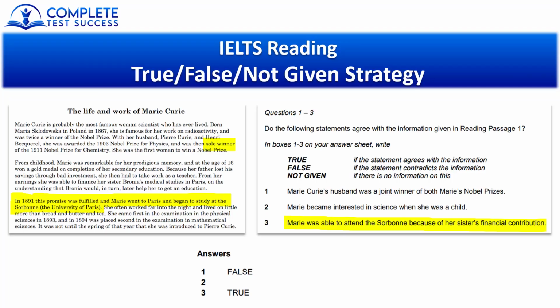So you'll notice that I found the answer to question 1 and I found the answer to question 3. But why did I not find the answer to question 2? And this is where we can really benefit from the fact that the answers come in the same order as the questions. So I've found the information that shows me number 1 is false. I have found the information that shows me number 3 is true, and between those two parts of the text, I have nothing to show me the answer to question 2. Therefore, I know that number 2 is not given.